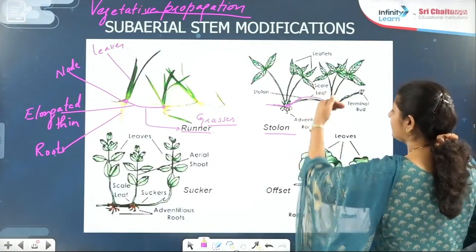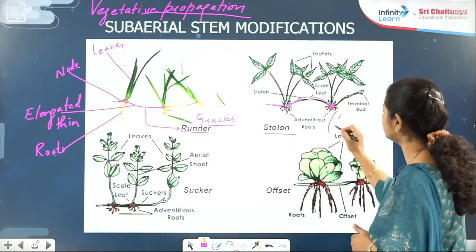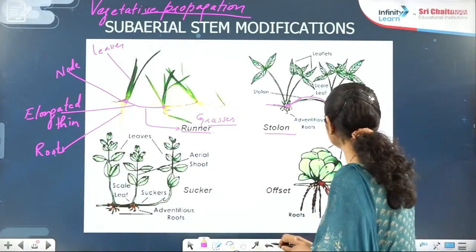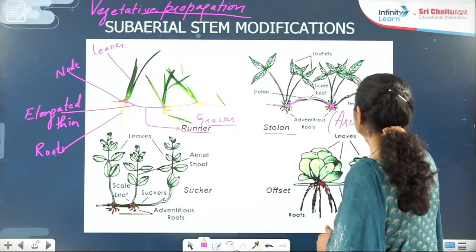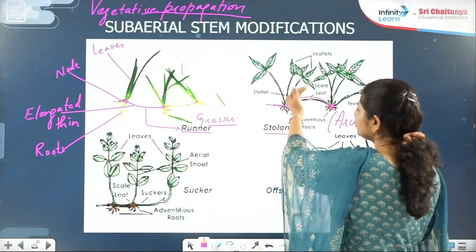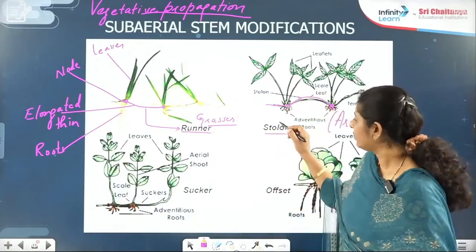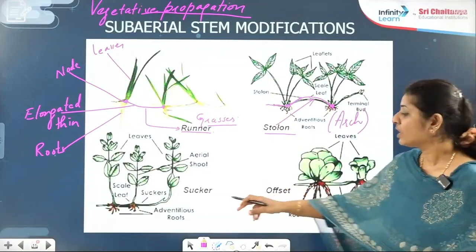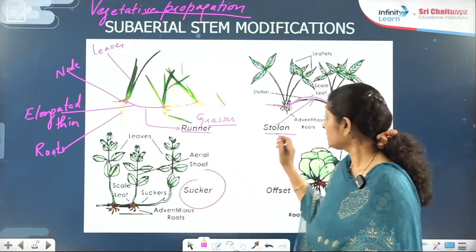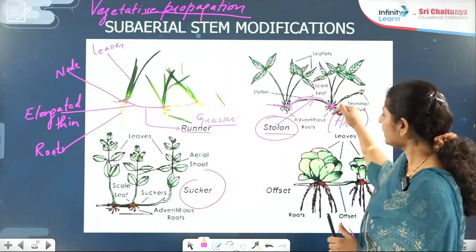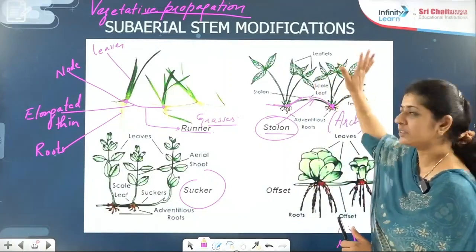If an arch is going to be formed due to the bending position of this stem, you call it a stolon. Getting that? Now what are the suckers? These two things are always confusing. Stolons are running above and bending down, touching the ground and forming a new plant, right?